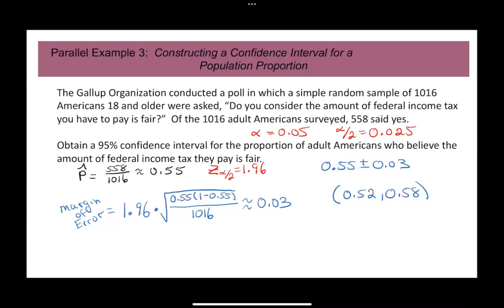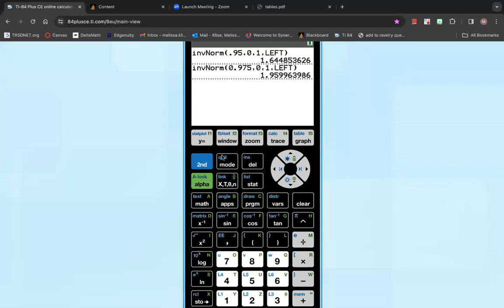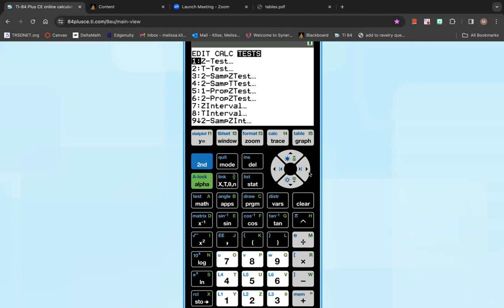Okay, we have a calculator function. It's called one prop z interval. One proportion z interval, that's what it's called. We're going to put all of this into the calculator and we're going to get our lovely confidence interval. So for one prop z interval, you hit the stat button and go over to tests. You have to go down a little ways. One proportion z interval is letter A. One prop z int, letter A.